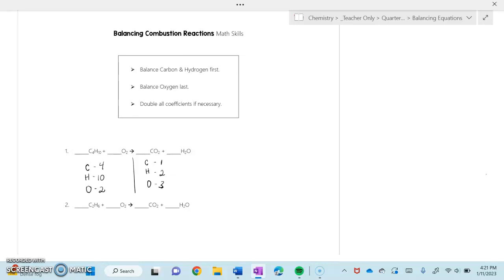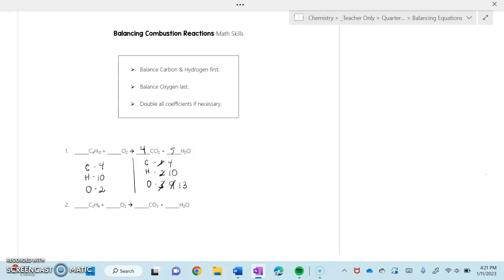I'm going to start with the carbon, placing a 4 here. That's going to make my carbon 4, but it's also going to make my oxygen 8. 4 times 2 is 8 plus 1, so that'll make it 9. Then hydrogen on the left side I have 10, so I'm going to put a 5 here, multiplying my H2 to get it to be 10. And now my oxygen count is 8 plus 5, 13.